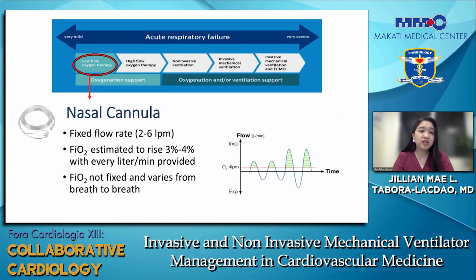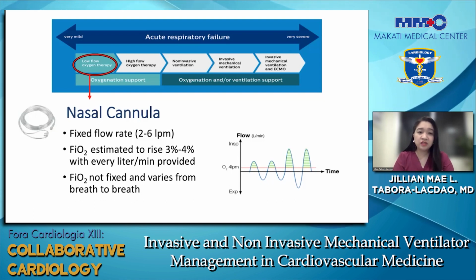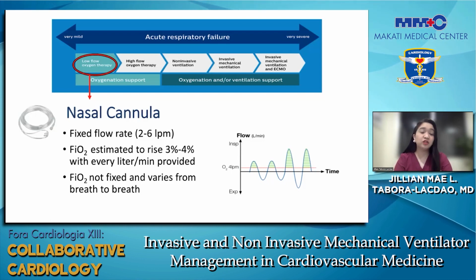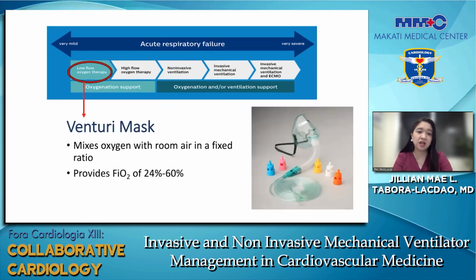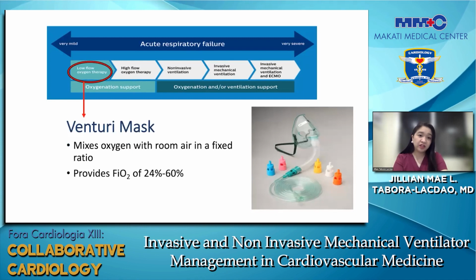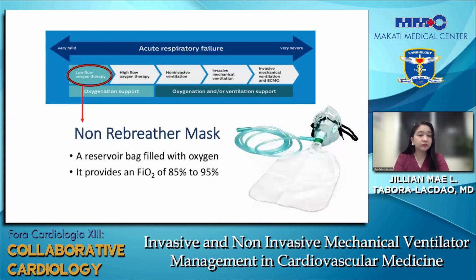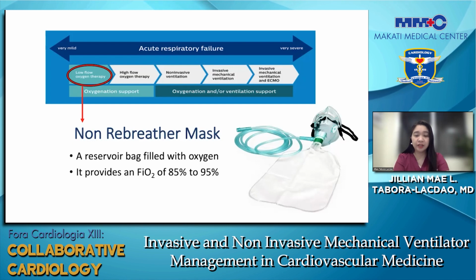For low flow oxygen therapy, the first modality we can use is the nasal cannula. It's a fixed flow rate of 2 to 6 liters per minute, and the FiO2 is estimated to rise 3 to 4% with every liter per minute provided. The FiO2 is not fixed and varies from breath to breath. Second is the Venturi mask. It mixes oxygen with room air in a fixed ratio and provides an FiO2 of 24 to 60%. The non-rebreather mask is a reservoir bag filled with oxygen and it provides an FiO2 of 85 to 95%.